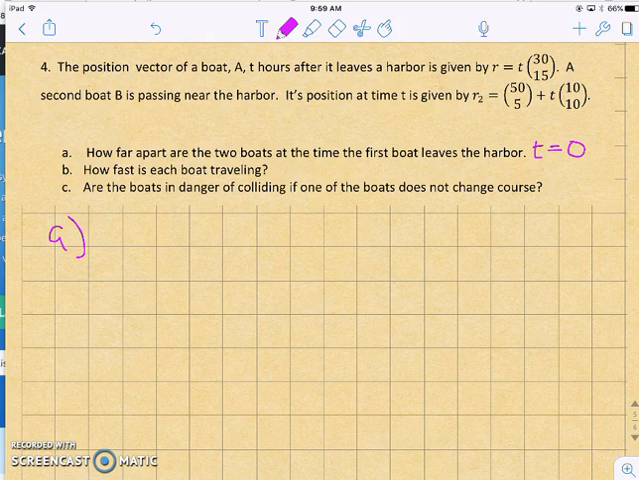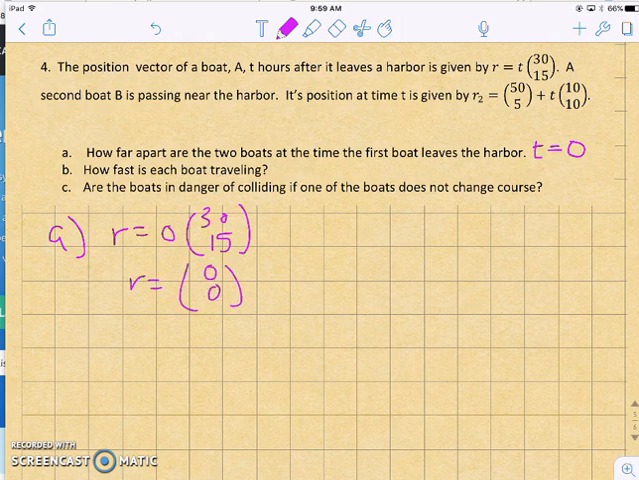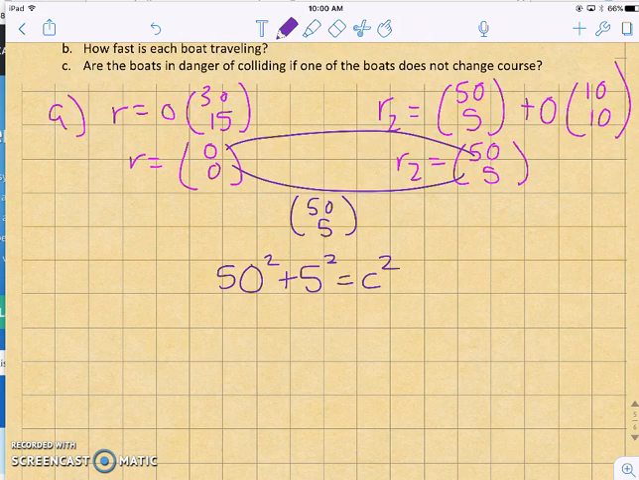time would be 0. So our first boat is at 0 times 30, 15. So our first boat is at 0, 0. Our second boat would be at 55 plus 0 times 10, 10. Calculator here. So you could figure that out and figure out how far away they are.